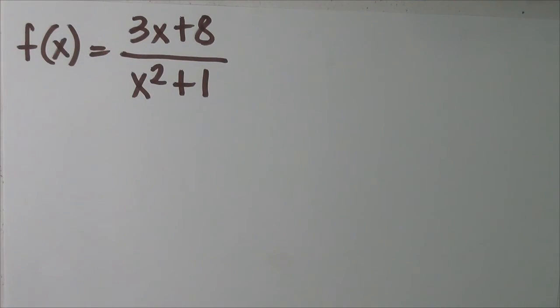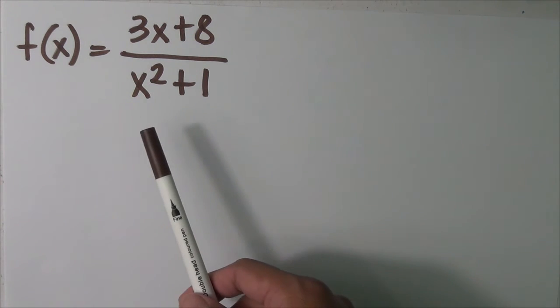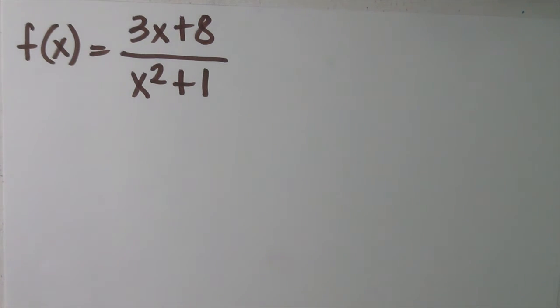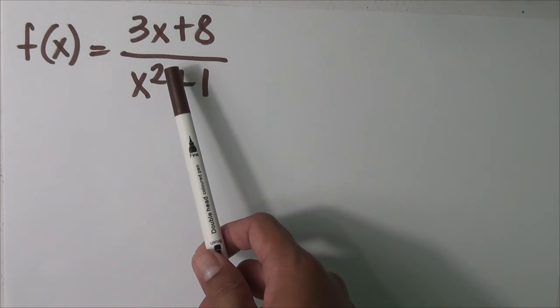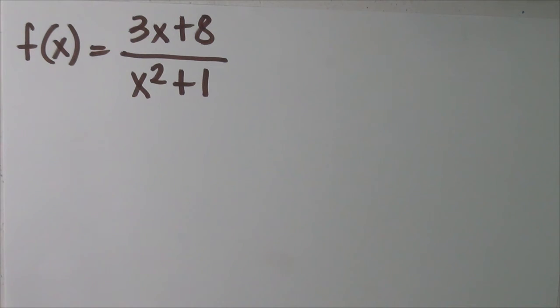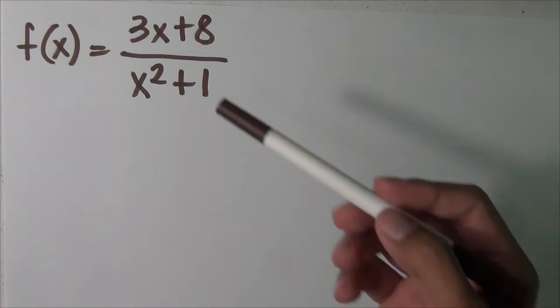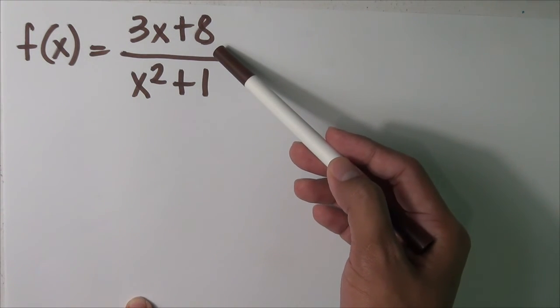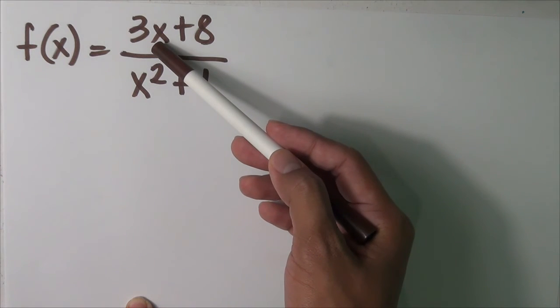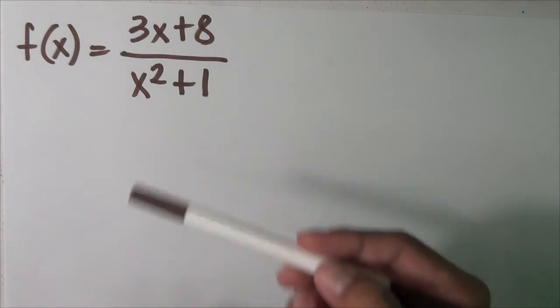Using the procedure on how to determine the horizontal asymptote of a rational function, let us determine the horizontal asymptote of this rational function. f(x) = (3x + 8)/(x² + 1). Let us first determine the degree of the numerator. Our numerator is 3x + 8, and the exponent of our variable x is 1. So the degree of the numerator is 1.